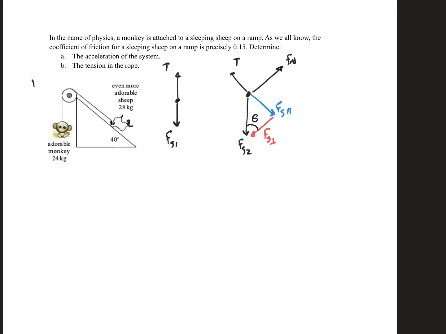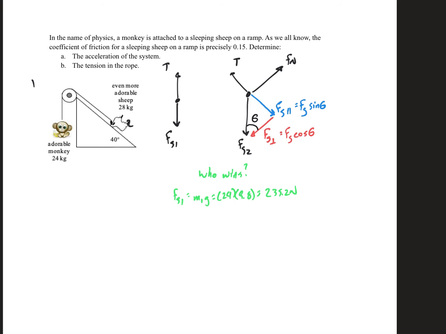For the FG parallel, we know that is going to be FG sine theta. And for the perpendicular side, looks like it'll be FG cosine theta. So we have to figure out who wins. In other words, which way is it accelerating? So let's figure out what FG1 is. It is M1G, which turns into about 235.2 newtons.